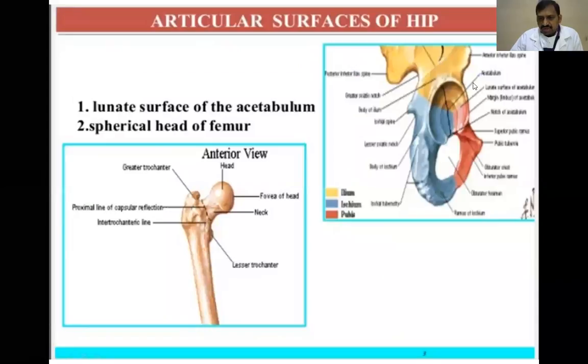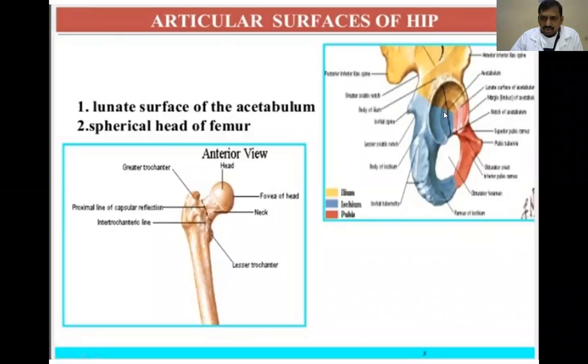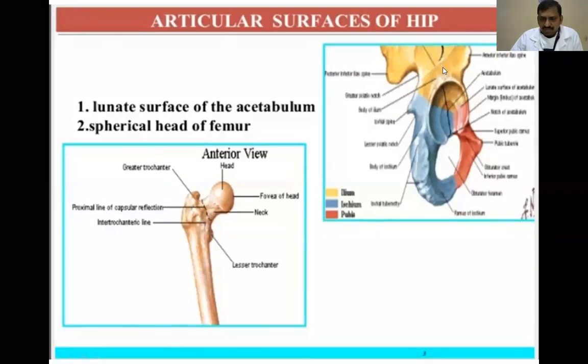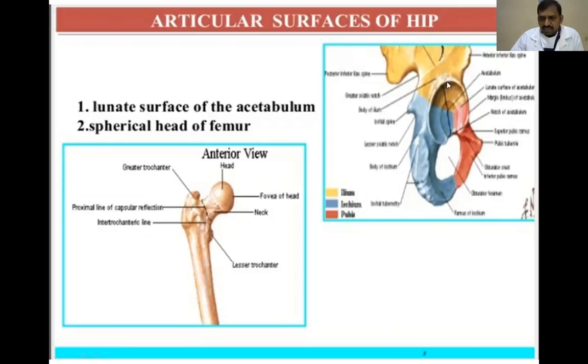Here, the acetabulum is formed by three bones, not a single bone. Already you know developmentally, this is the pubis, this is the ischium, and this is the ilium. That is the upper part. It is formed by the ilium, the lower posterior part is formed by the ischium, and the anterior lower part is formed by the pubis. So here, there is a Y-shaped junction between the three bones in fetal life and childhood. But in adults, these three bones are fused and form a single bone, that is nothing but the hip bone.